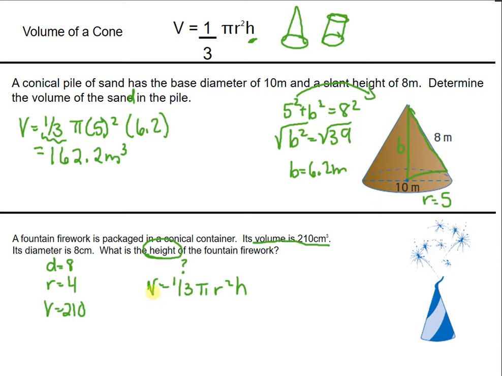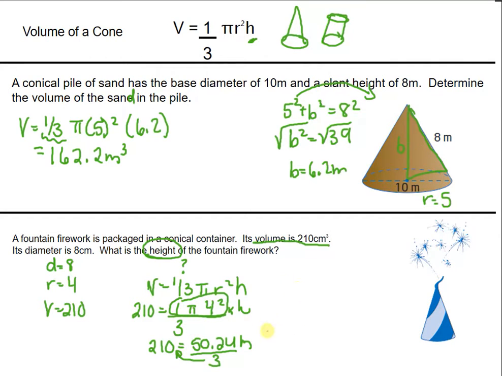Write down the formula. The volume is 210 equals 1/3 pi 4 squared times h. Okay, I'm going to calculate this right here. 1 times pi times 4 squared. I get 50.24. So if you're wondering, 50.24h, and then that's over 3. If you're wondering how to do this, cross multiply the 3 up. So we get 210 times 3.